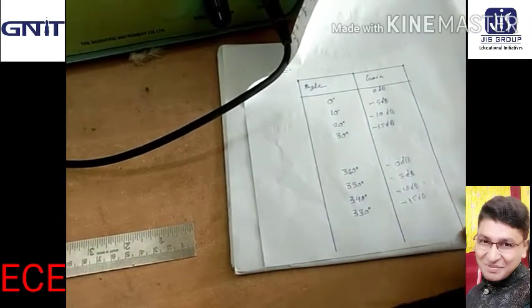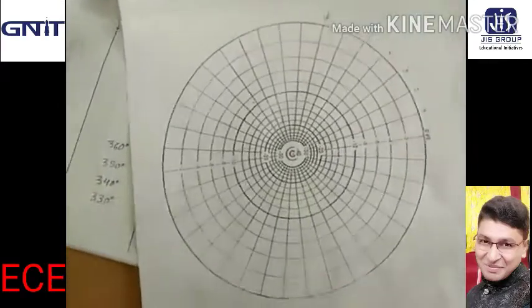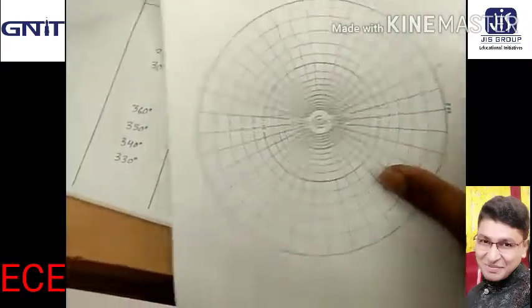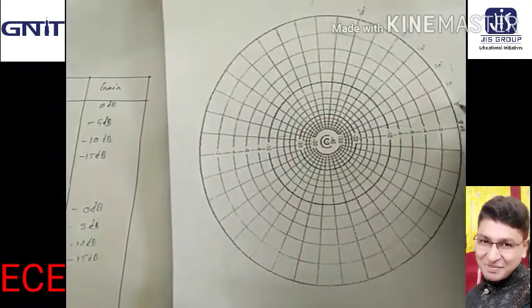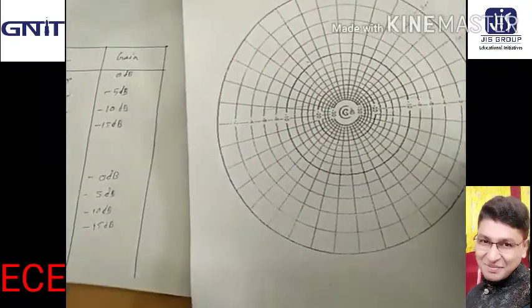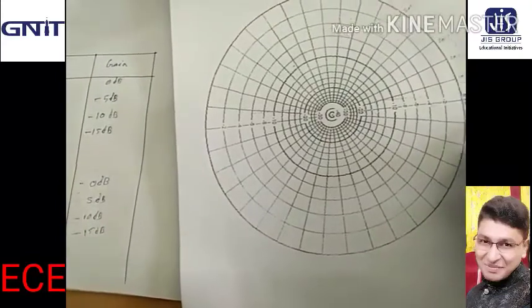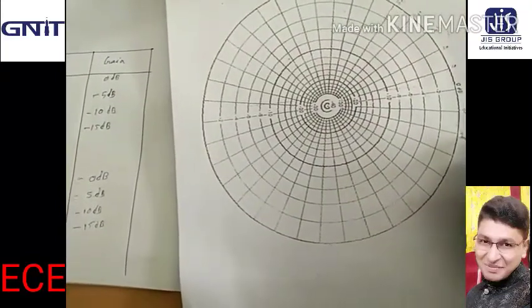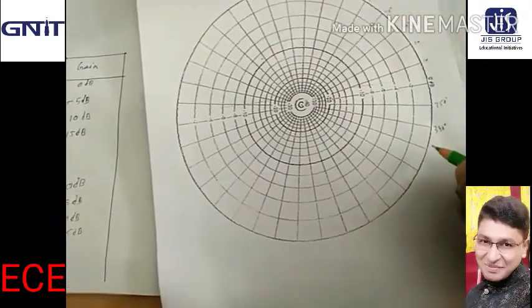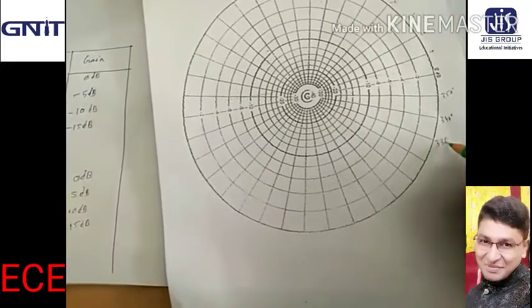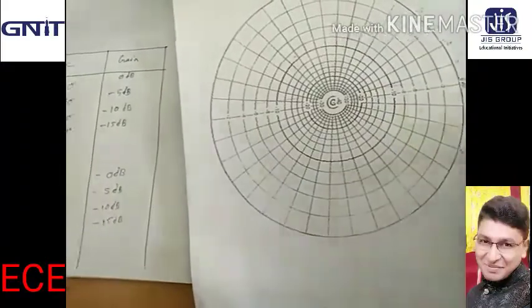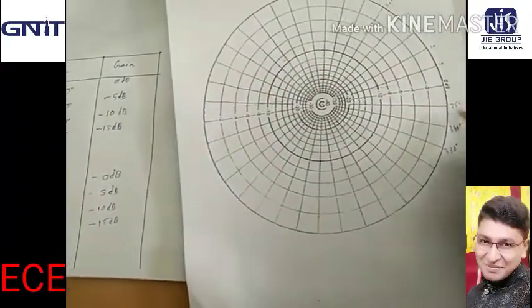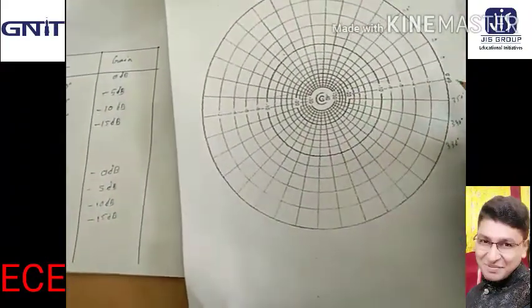And plot these on graph paper. This is a polar graph: 0 degree, 10 degree, 20 degree, 30 degree, and 350 degree, 340 degree, and 330 degree. Plot these points and plot this graph. This is angle and this is gain.